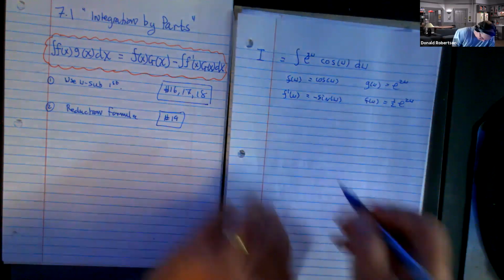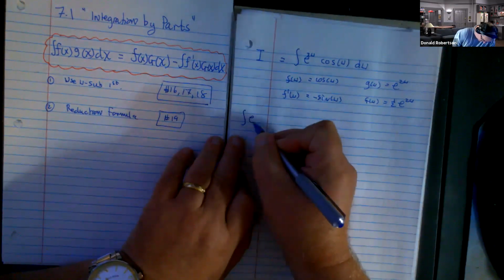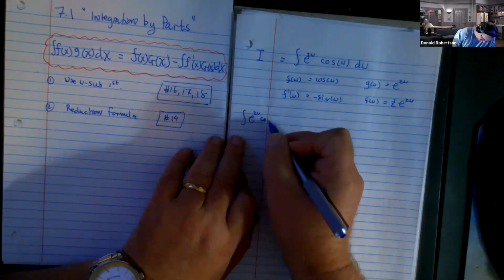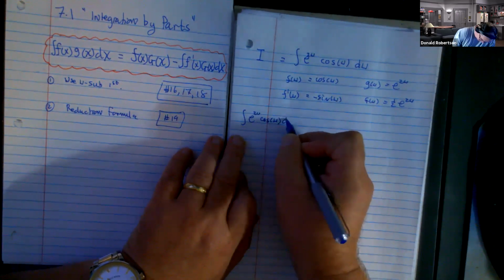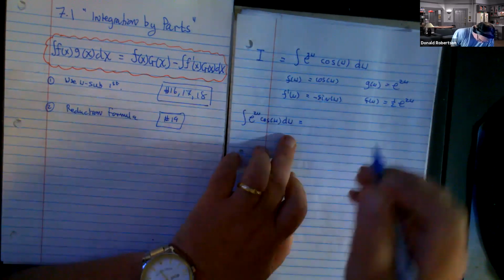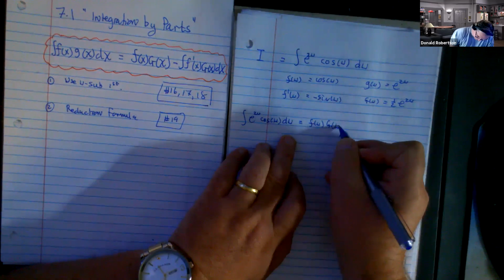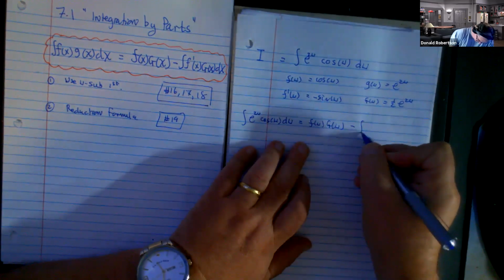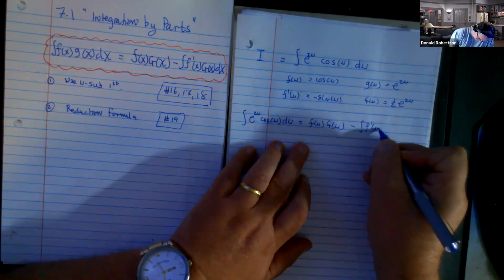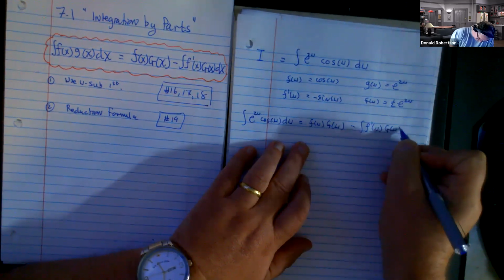Now we're going to put this package together. And as I warned you a few moments ago, it's going to look like it doesn't work. But it does eventually. So it's F of U, capital G of U, take away the integral of F dash, capital G of U, du.